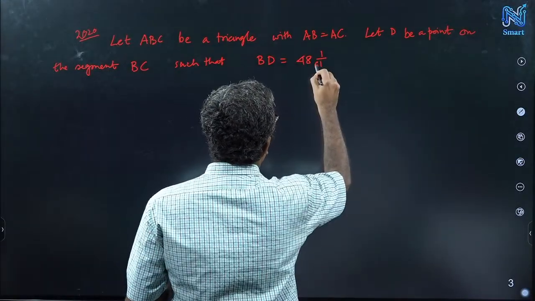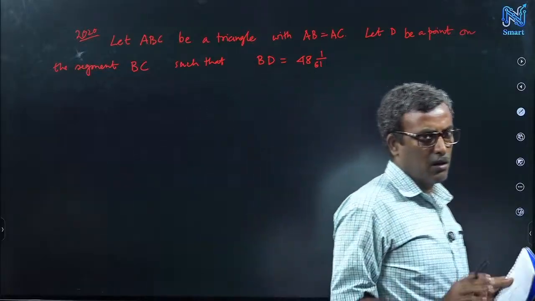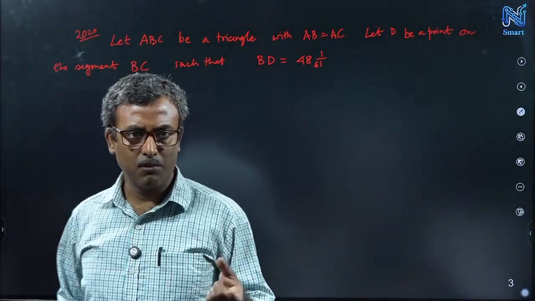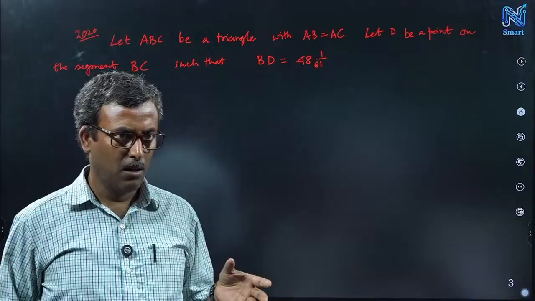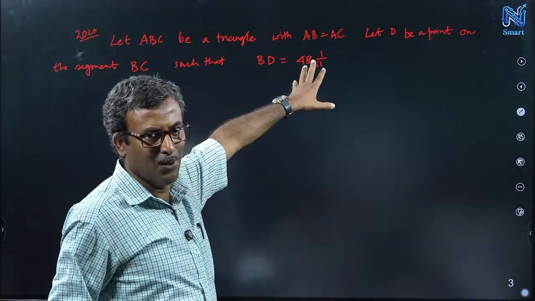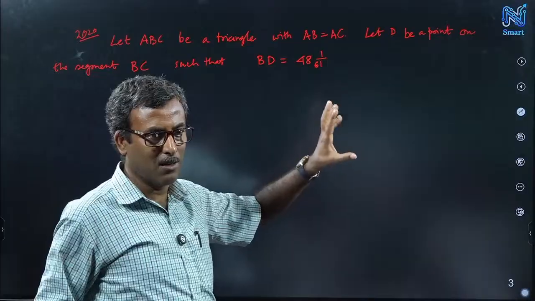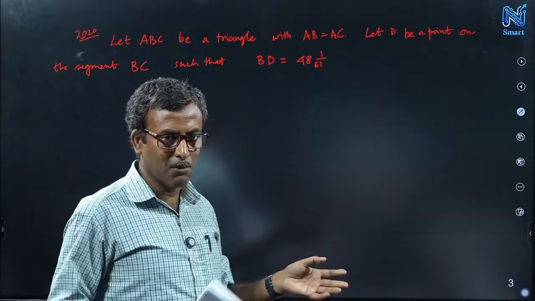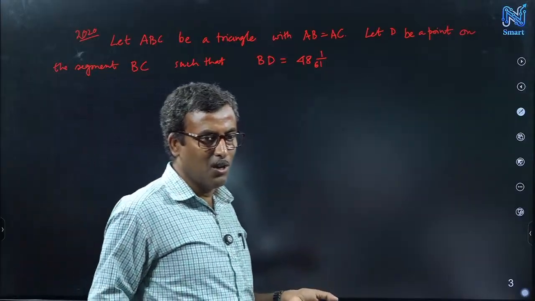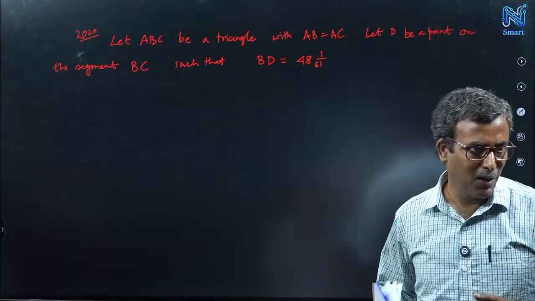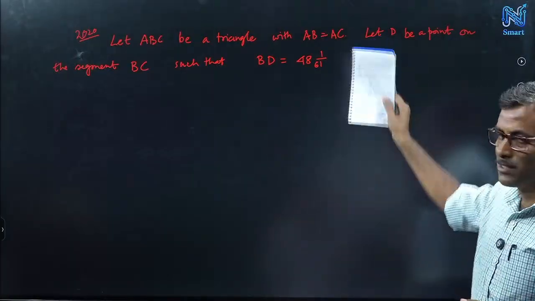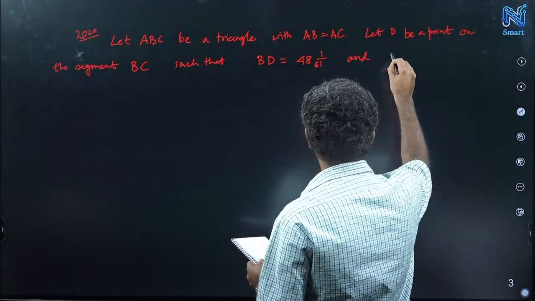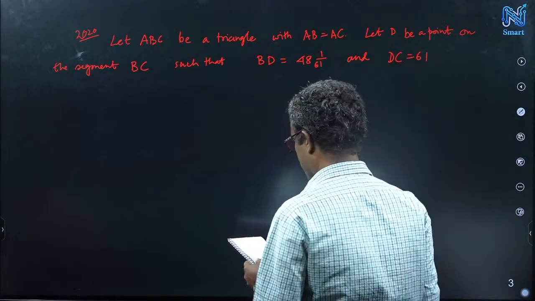So don't go with this number, okay. Since in IOQM the answer is always an integer type, from 00 to 99, that's why this type of number is given. Actually the answer will be some integer. If you give some easy number say 3, 5, then the answer will be some root over or maybe some fraction. So to find the answer in integer type, that's why this number is given. And DC is equal to 61.